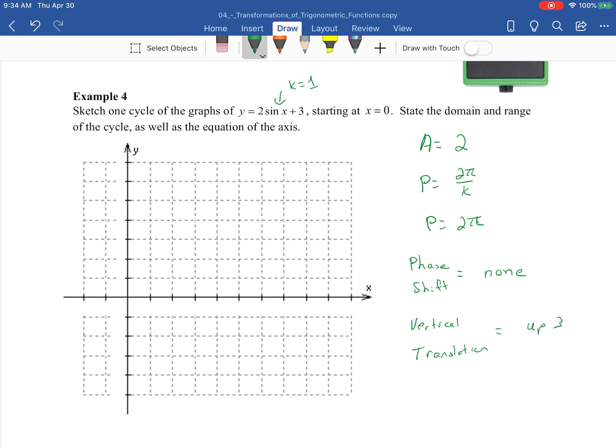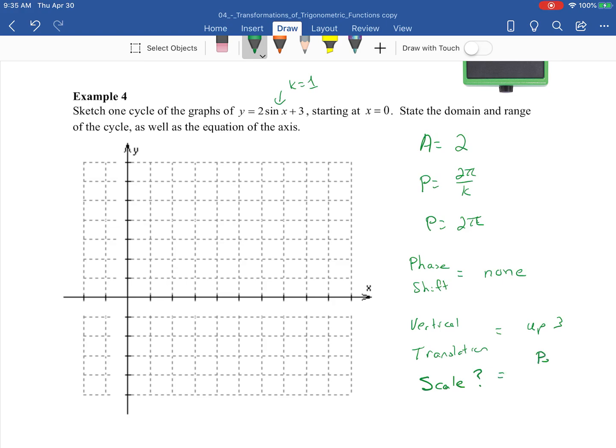And the vertical translation is up 3. I get that from the plus 3 at the end of the function there. Now, the other thing I'm going to add to this is thinking about what scale to use. And I'll put scale with a question mark there, because there'll be a wise choice for scale that might have to be changed if there's something else going on, if there's a phase shift. Here there's no phase shift, so me putting a question mark after this scale thing might not make a whole lot of sense. But in later questions it will.